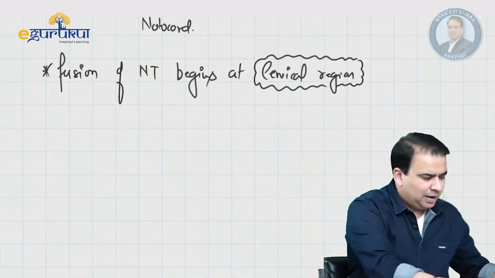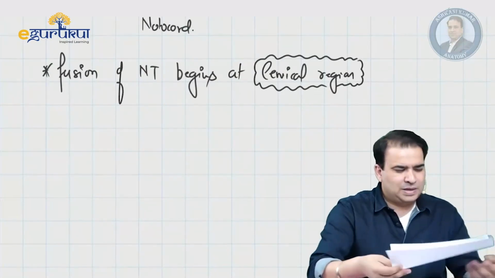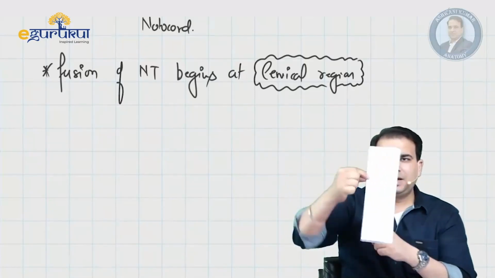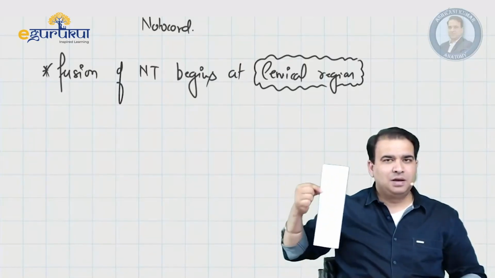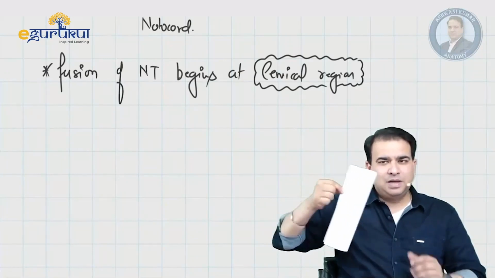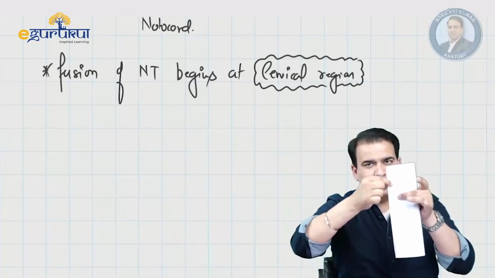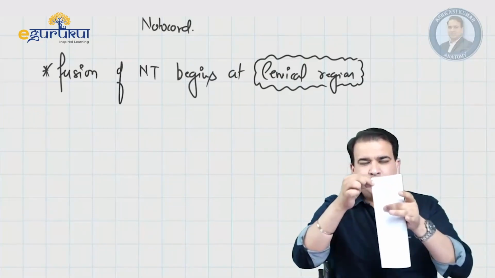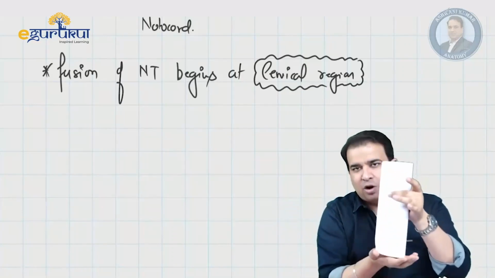And once again think about it. If the neural tube is fusing at the cervical region, let's imagine this is the cervical region, somewhere here. So the fusion of the neural tube will go toward the cranial end and toward the caudal end also. So obviously, where will you reach first? We'll reach the cranial end first, and then we'll reach the caudal end.